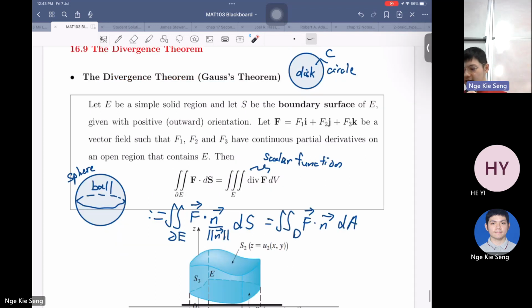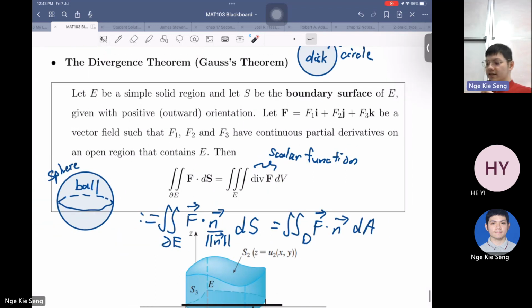Okay, so another way to think of this is if you want to compute, let me see. Maybe I don't redraw the picture. Let me show you the picture.